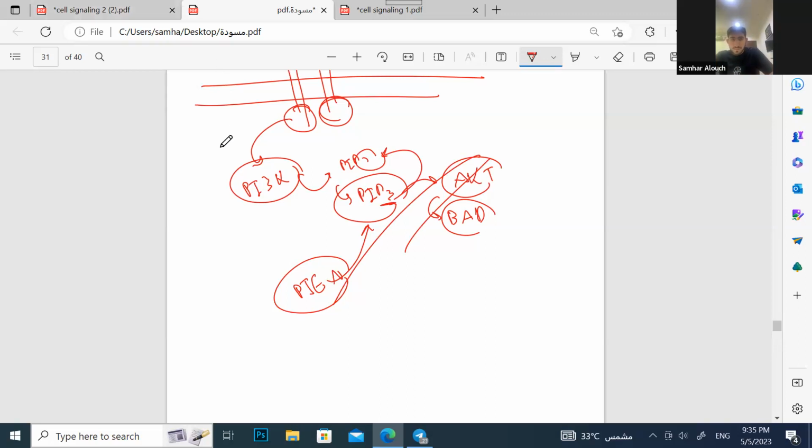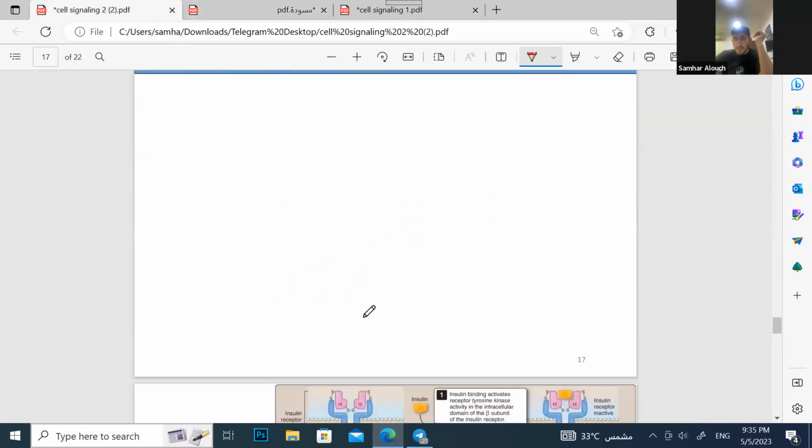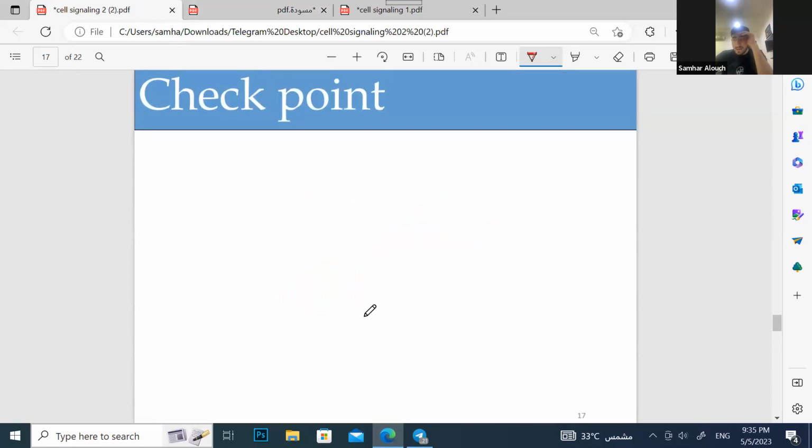Okay, is it clear? It's a simple pathway, it's just that after many pathways, it becomes a little bit complicated. Okay, so everything is clear. So now we reach the last checkpoint, then we have the insulin pathway, and that's it for my session. So do you have any questions? Anything you want me to redo?